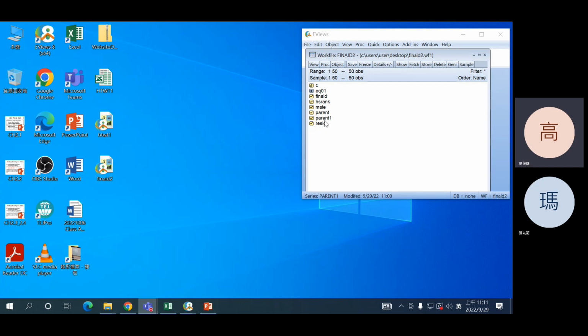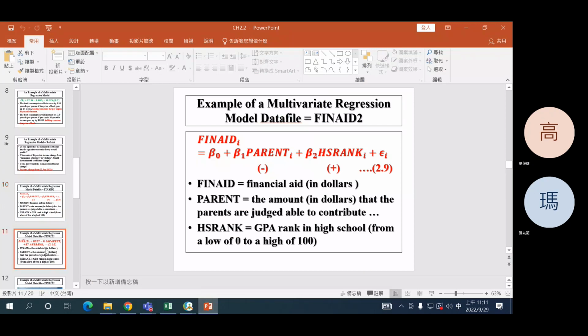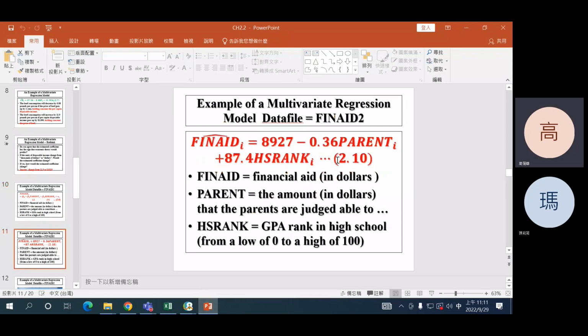I just changed the measurement units of parents' ability to pay from dollars to $1,000. So what do you expect? The result of this is $4. How do you expect the coefficient to change if the unit of measurement goes from dollars to $1,000? Just the opposite way, right?